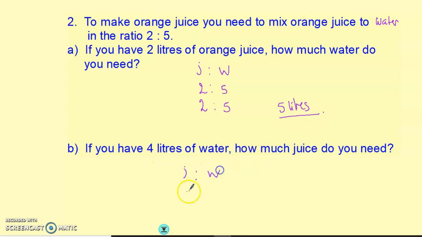Just water again, ratio of 2 to 5. If I've got 4 litres of water, how much juice do I need? Bad question here, but we can still work it out. How I get from 5 to 4 is a bit harder to work out, so I'm going to divide. I'm going to say what is 4 divided by 5, and I have not done that the wrong way. It does need to be 4 divided by 5. That's 0.8. You can do that on your calculator. So I need to times here by 0.8. So I will need 1.6 litres of juice.